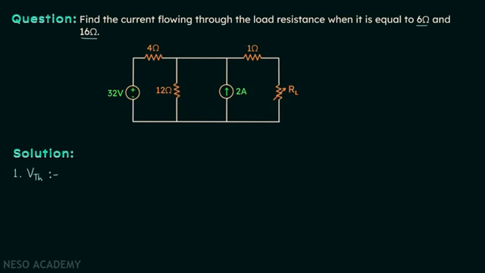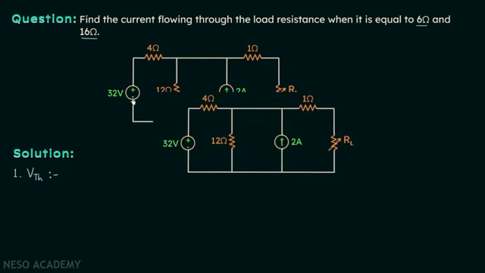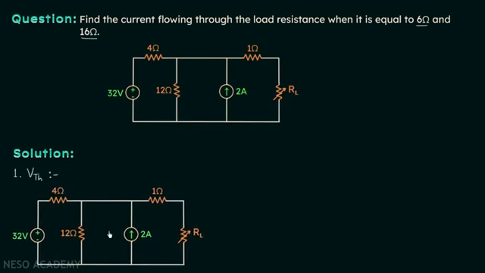And for this purpose, we will make one modification in our network, and the modification is we will remove the load resistance and we will open circuit the branch like this. And we are doing this because VTH is the open circuit voltage between these two terminals. And remember one thing, always take the polarity like this and keep the polarity like this in the equivalent circuit as well. Do not reverse the polarity in the equivalent circuit, keep it like this.